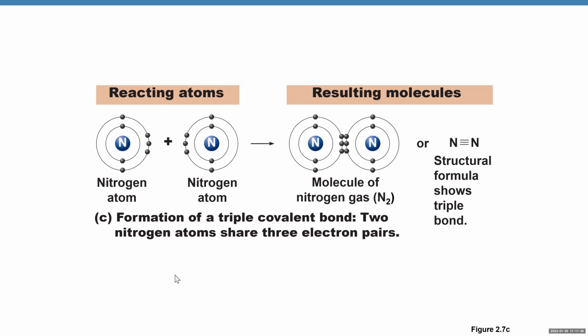Or we can form a triple covalent bond. In this example, two nitrogen atoms share three electron pairs. So here's a nitrogen atom that has 1, 2, 3, 4, 5 valence electrons, and another has five. And now they share three pairs. So the structural formula will have two nitrogen atoms and three lines between them. That means we have three pairs of electrons being shared.